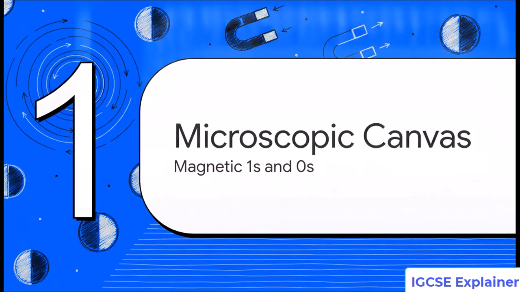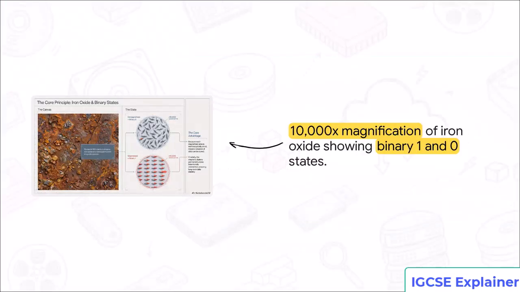Section 1. The microscopic magnetic canvas. Okay, think about the massive volumes of data you use every single day. Well, it is all stored on a tiny microscopic canvas. If you were to look at a 10,000 times magnification of a storage drive's coating, you'd just see iron oxide. Yeah, it's essentially just rust. At its absolute core, electronic data is literally just microscopic areas on this rust canvas that are either magnetized, that's your binary 1, or demagnetized, which is your binary 0.